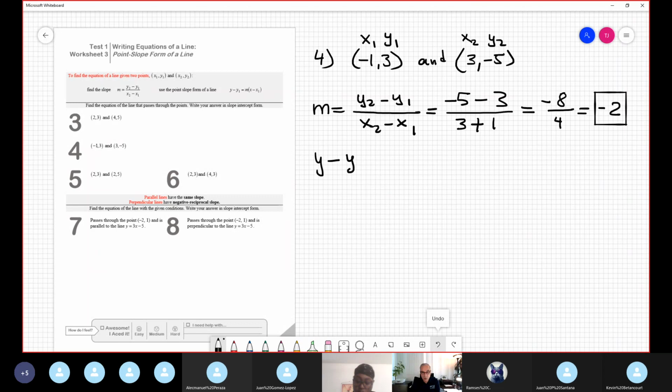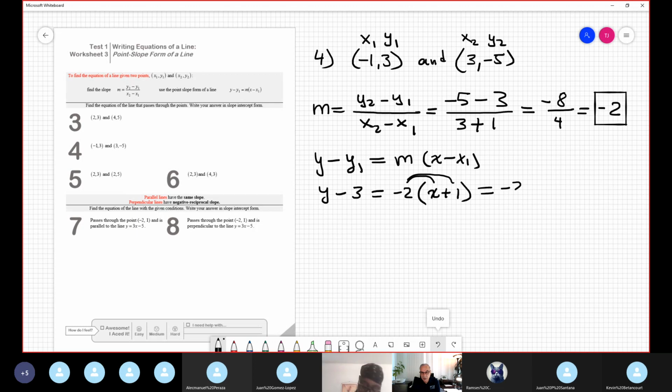Now the equation is y minus y1 is equal to m times x minus x1. Y minus 3, okay, y1. Look, the slope is -2, that we computed before, parentheses, x minus x1 is -1, that is +1. This negative and this negative together is plus. You apply the distributive property. This is -2x plus -2. And then again it is slope-intercept form, so you solve for y. It's -2x minus 2 plus 3. Y is equal to -2x plus 1.